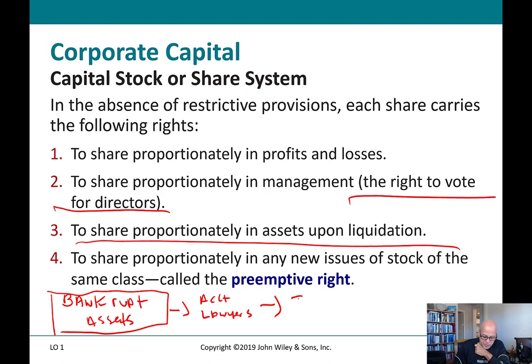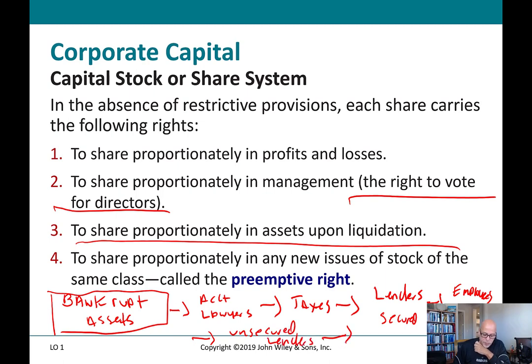Okay. Then, if there are taxes that have to be paid, those will be paid. Then, lenders get paid. Okay. And lenders, if they are secured, they'll get paid first. Then we get certain employees. We get any money that's owed to them. And then we have unsecured lenders, general creditors. Okay, then we start getting into the preferred shareholders. Then we start getting into the common shareholders.